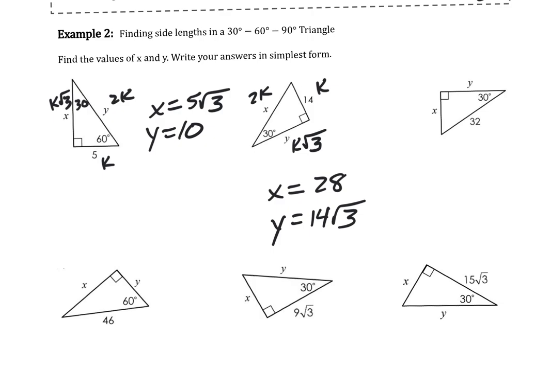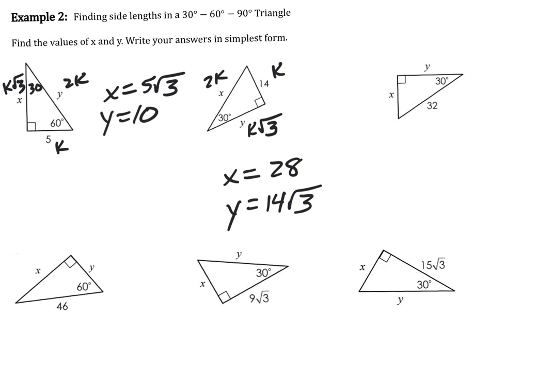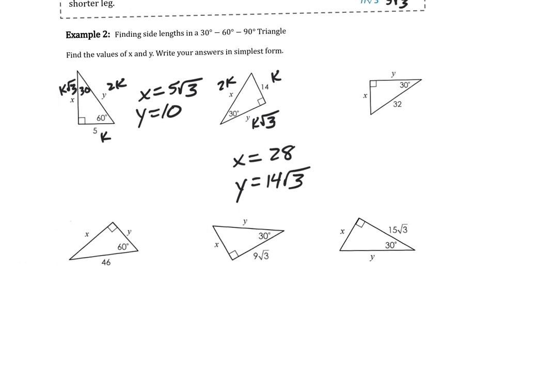If I'm given the short leg, it's usually pretty simple, pretty straightforward. If I'm given the hypotenuse, it's usually not too bad. On this one here, okay, once again, we throw it up there just to match up how it looks. 32 is going to be the 2K side. This would be my K. This would be my K radical 3.